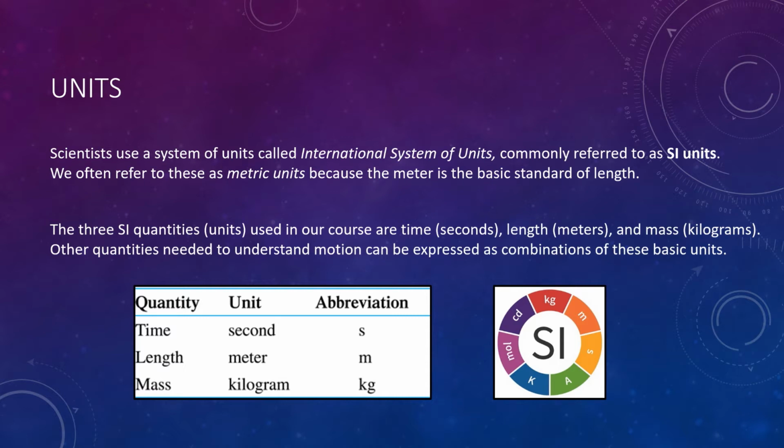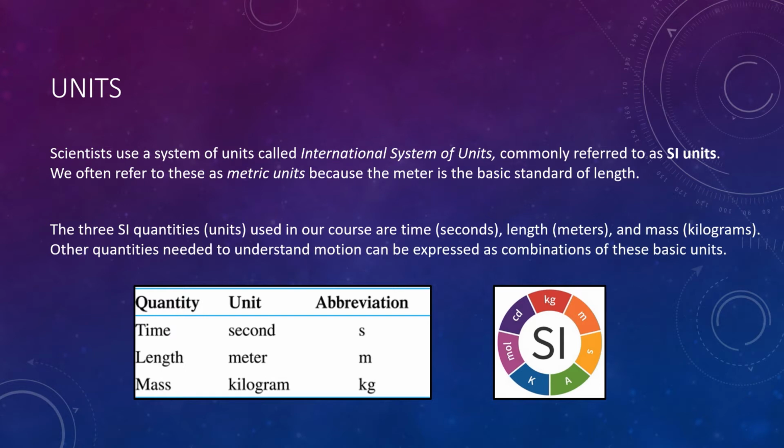We often refer to these as metric units because the meter is the basic standard length used in this unit system. So, in Physics 1, the one that we're talking about, 3 SI quantities and units are used in our course. We use time, which is measured in the base unit of seconds, length, which is measured in meters, and mass, which in physics, the base unit is kilograms. In a chemistry course, you might see the base unit being just grams, but that's because of different scales.